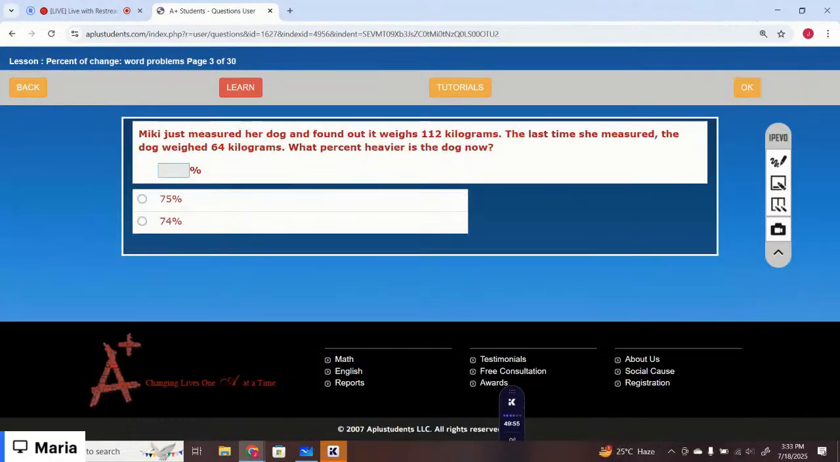Miki just measured her dog and found out it weighs 112 kilograms. The last time she measured, the dog weighed 64 kilograms. What percent heavier is the dog now?